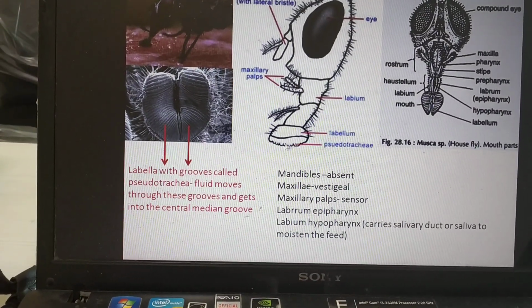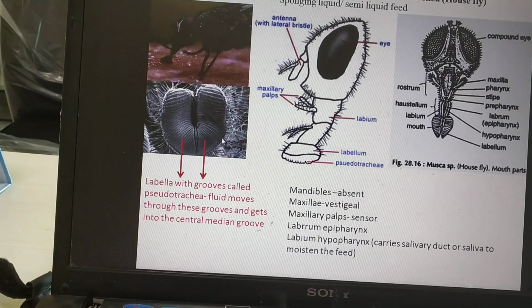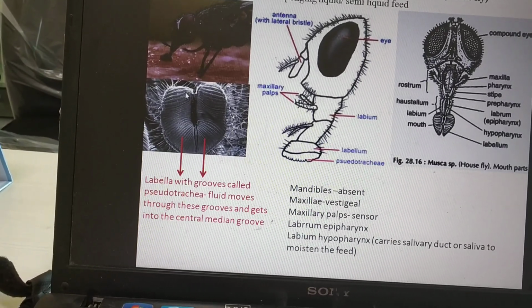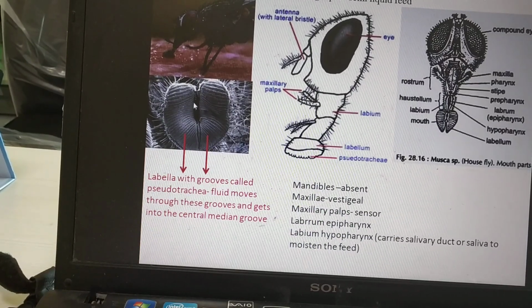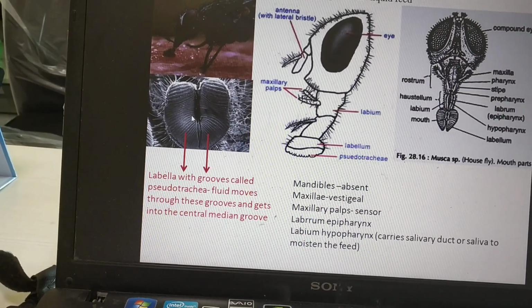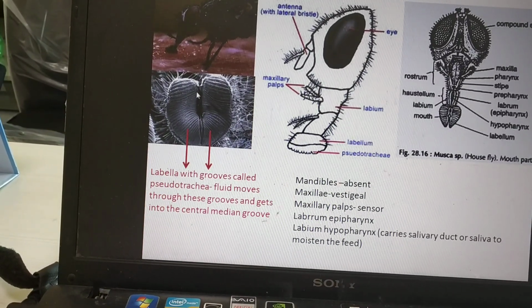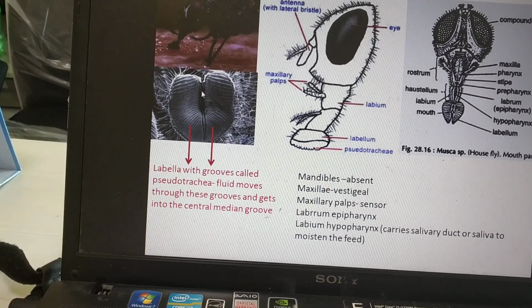On the ventral surface of the labella there is a pseudotrachea. What is pseudotrachea? This is the electron micrograph of the pseudotrachea. You can see why it is called a pseudotrachea. Here there are very fine grooves. It looks as if it is branching. There is a central structure and it looks like tubes are going into this central tube.